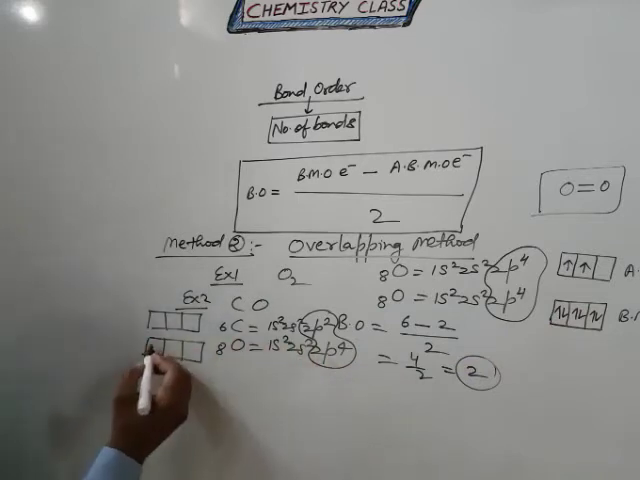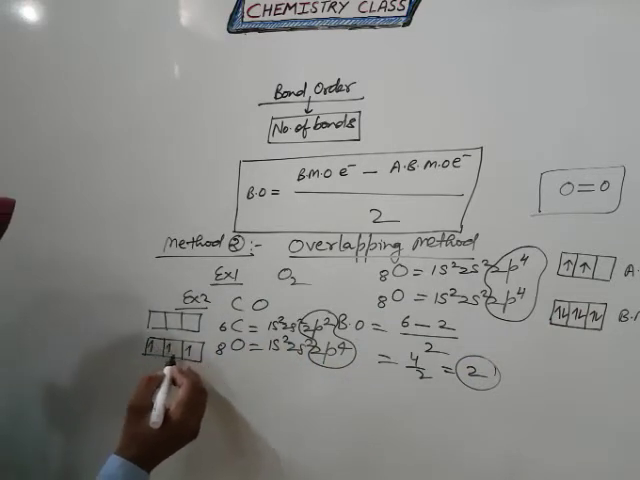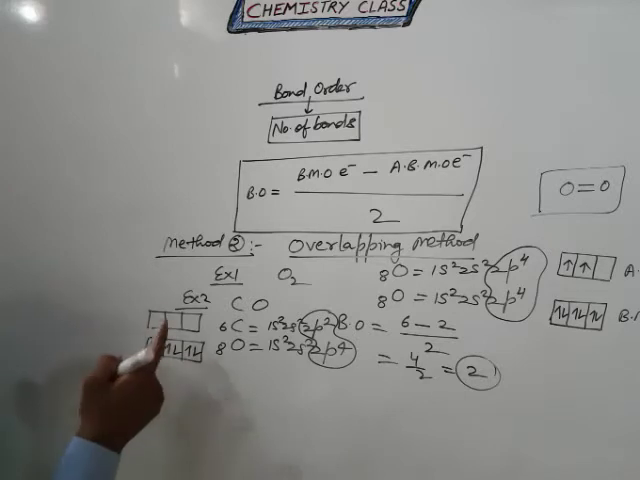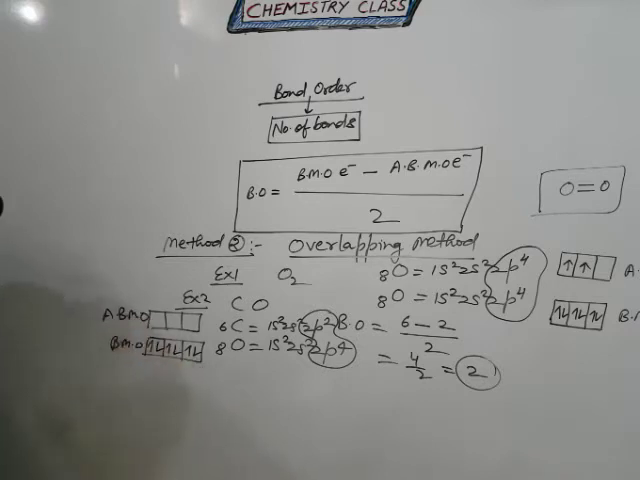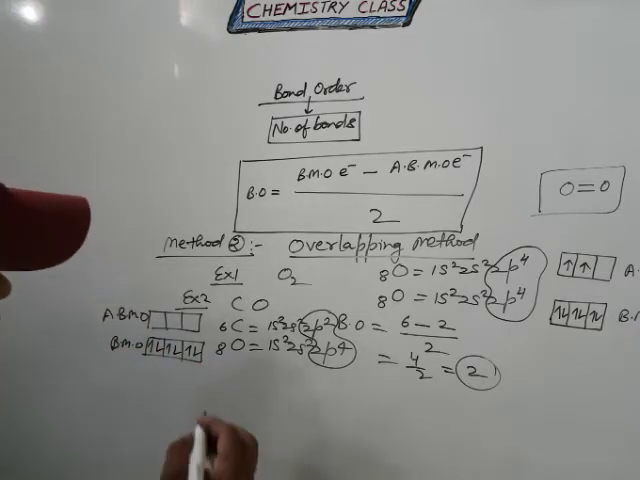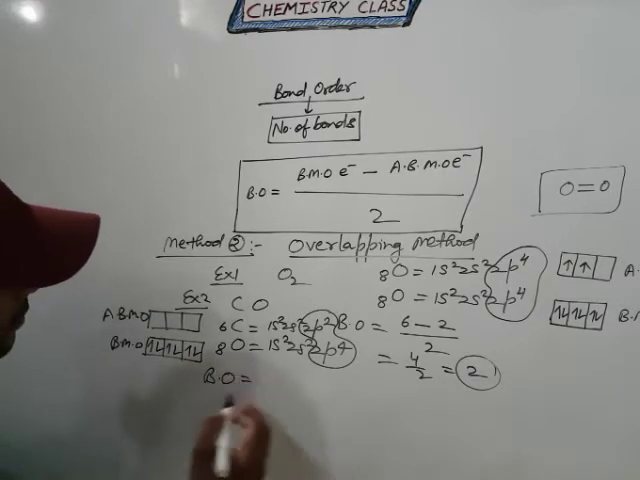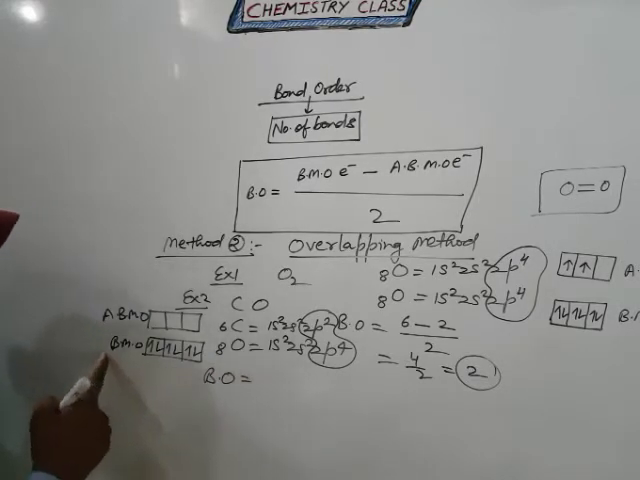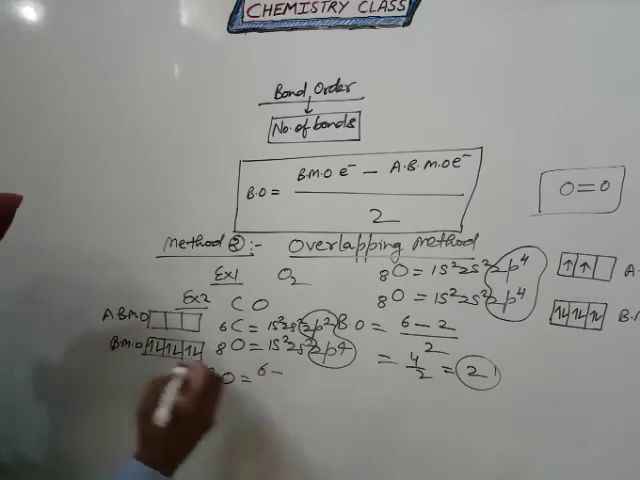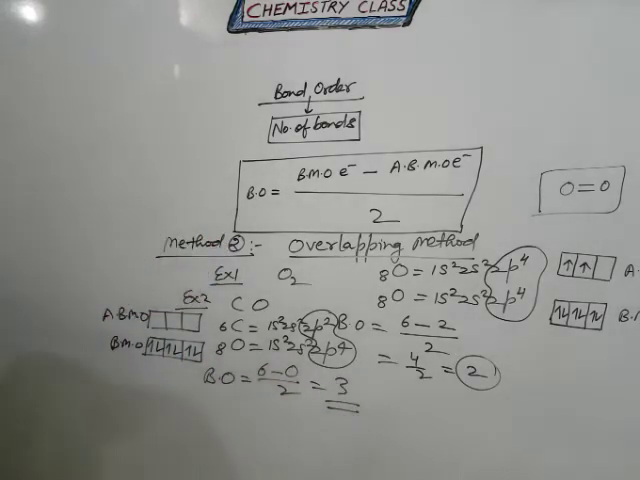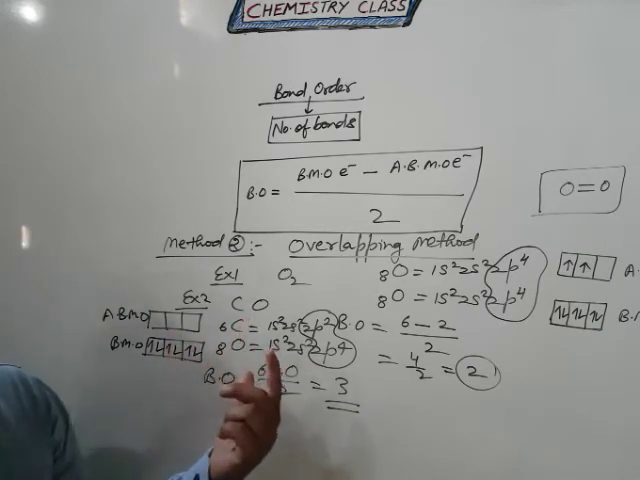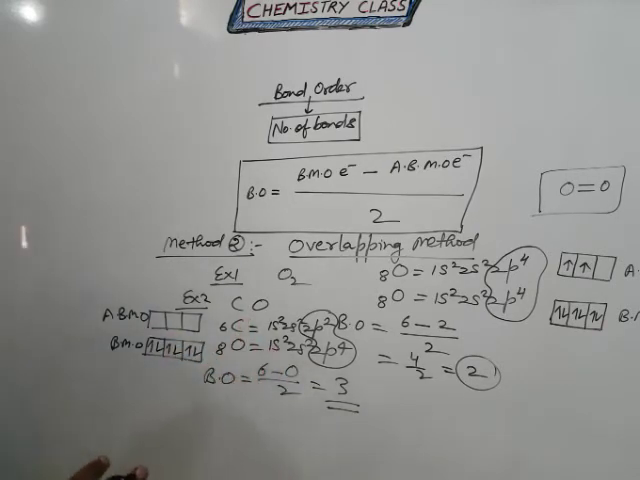So what is the final number of electrons? 6. So 1, 2, 3, 4, 5 and 6. In the bonding molecular orbital you have 6 electrons and the anti-bonding molecular orbital has no electrons. Then apply the bond order formula. How many bonding electrons? 6. And anti-bonding? 0, divided by 2. So 3 is the final answer for the CO molecule. Clear? So this is our final answer according to method 2.